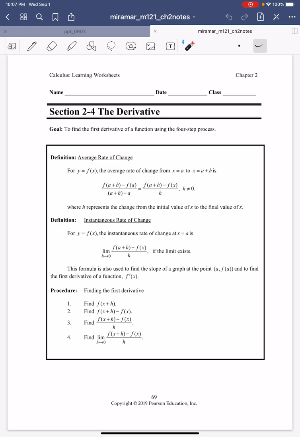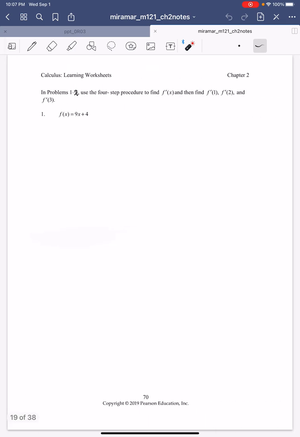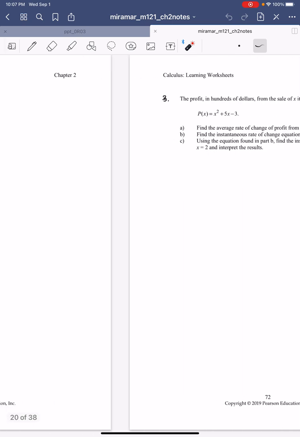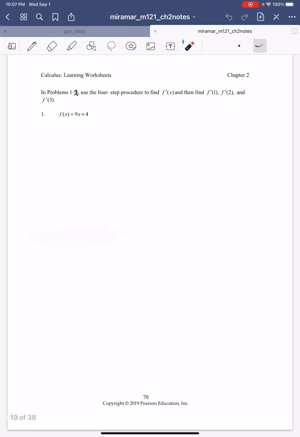And finally, we are going to be using the four-step procedure to find a first derivative, which is nothing different than the instantaneous rate of change here. So we break down this procedure into four steps to help you find the instantaneous rate of change, also known as the first derivative. So let's work on a few exercises on how to find the derivative. Starting with number 1. We have two problems, and then the third problem will be like an application problem.